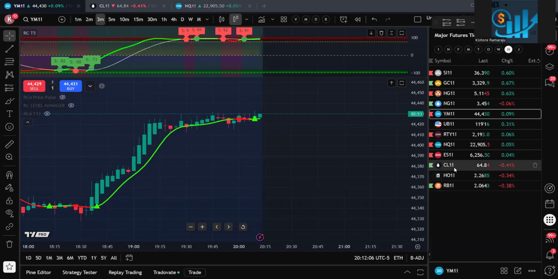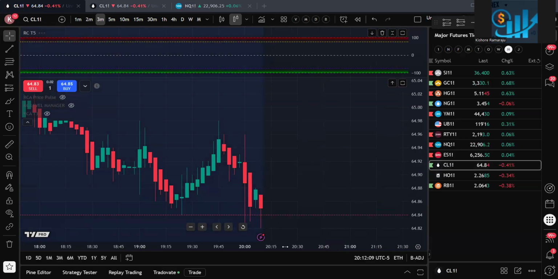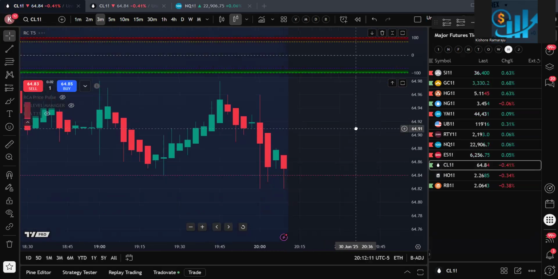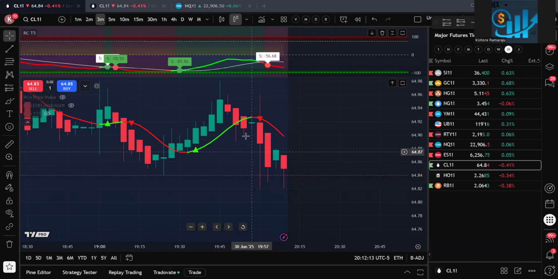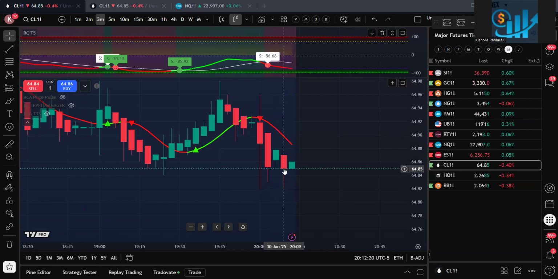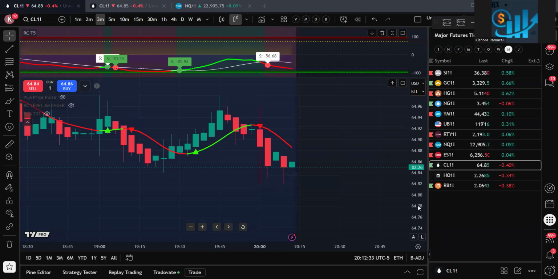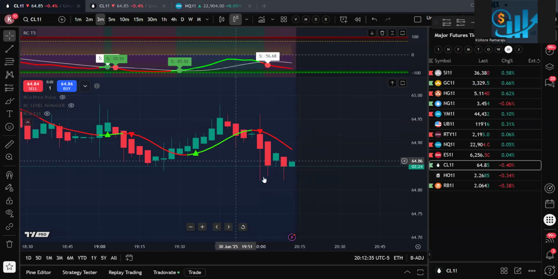For example, if we go to crude oil, you can see some nice moves. If you see a red candle with a wick at the bottom, red with a wick at the bottom, red with a wick at the bottom, you can see there is a nice bearish trend here. There are some small green candles, but the majority is in a bearish trend. So only look at those tickers where you have a trend, either bullish or bearish.